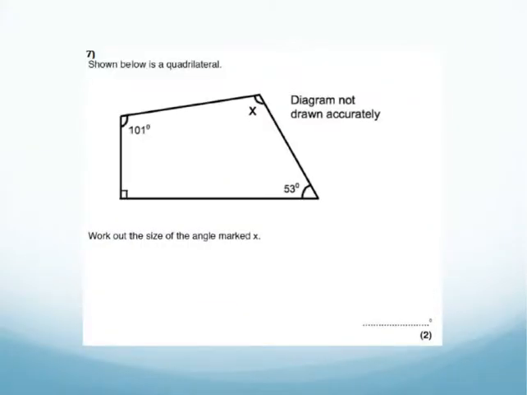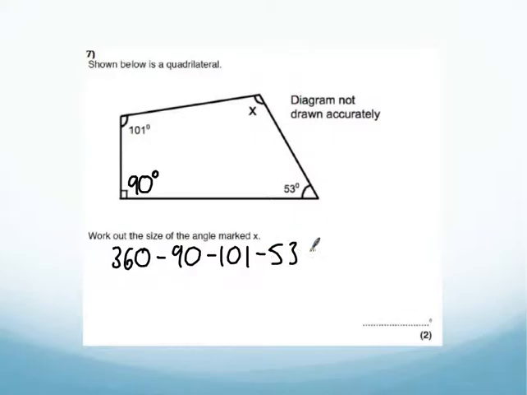Moving on. So here we have a quadrilateral. We're asked to work out the size of the angle marked x. Note down that this is a right angle, so it's 90 degrees. What we must know for a quadrilateral is that angles in a quadrilateral add up to 360. So again, if we're looking to find that missing angle, I'm going to subtract the angles I know. So the 90, 101 and 53, I'm going to subtract them all away from 360.